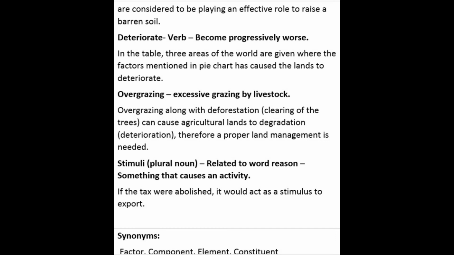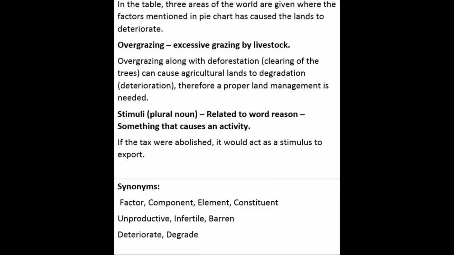Next one is overgrazing. It means excessive grazing by livestock. Overgrazing along with deforestation, which also means clearing of the trees, can cause agricultural lands to degradation, also meaning deterioration, therefore proper land management is needed. It's just a sentence to understand the meaning of this word overgrazing. Actually this word is given in our diagrams, so I just mentioned the meaning of this word and made a sentence so that we can remember to use this word whenever we may need.